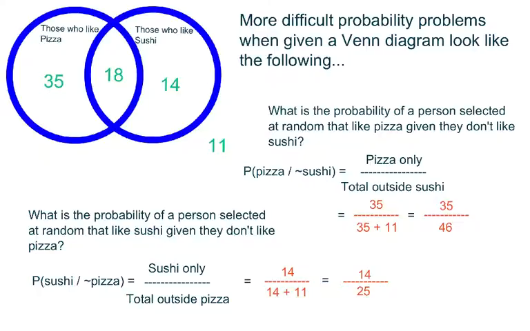Then we have 14 over 25. Notice this total changes when this word "given" is in the problem. Whatever follows that word "given" is how the denominator is determined. So that's how we're going to be reading Venn diagram probability.